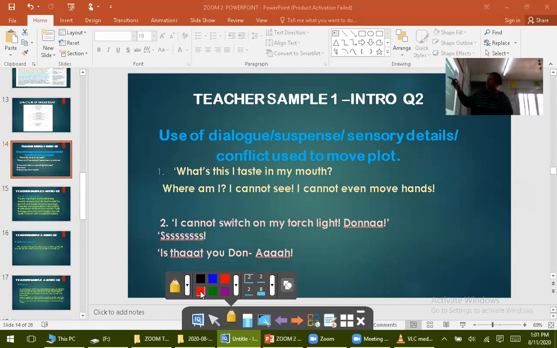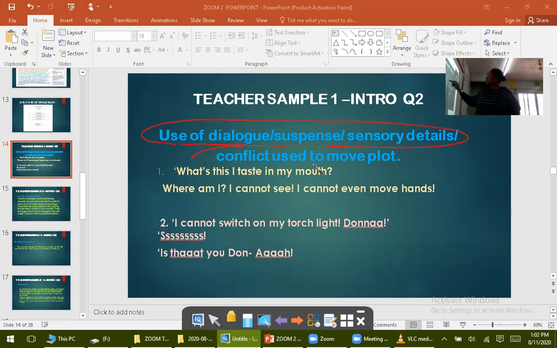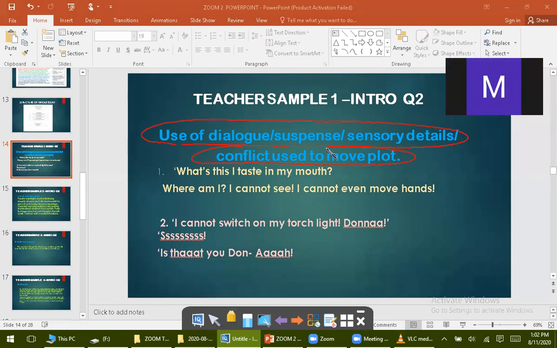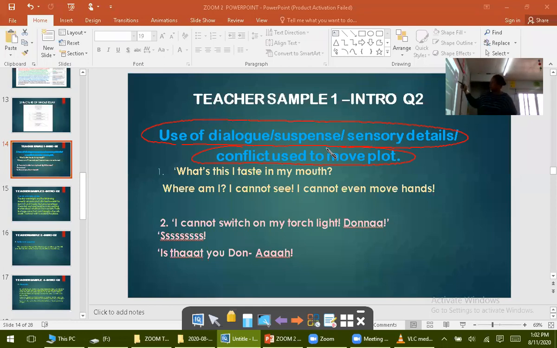The first one is the use of dialogue. I hope this is clear. Can you see this? Blue writing? Yes. In this, I have used dialogue. There are also elements of suspense. There are sensory details. What do we mean by sensory details?